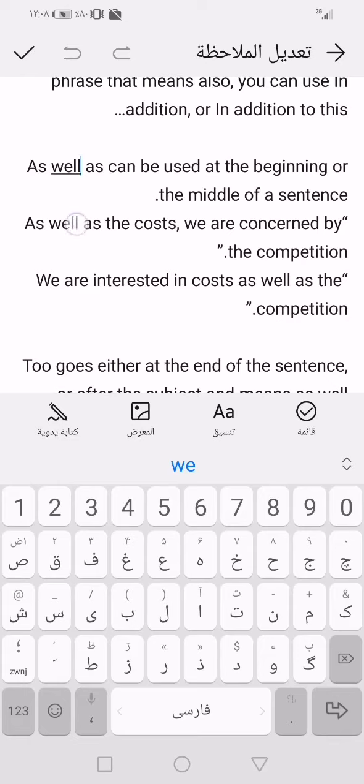For example, as well as the cost we are concerned by the competition.